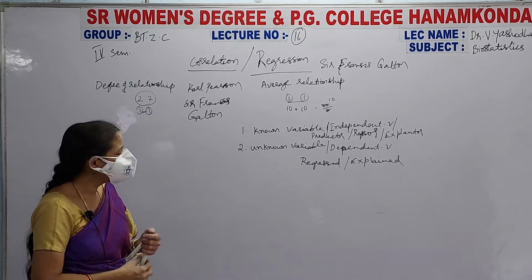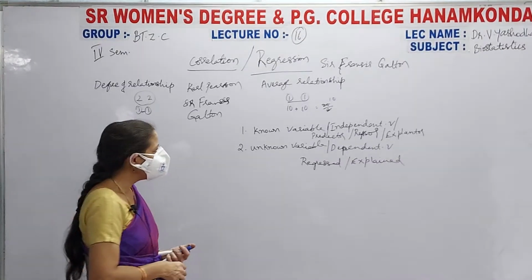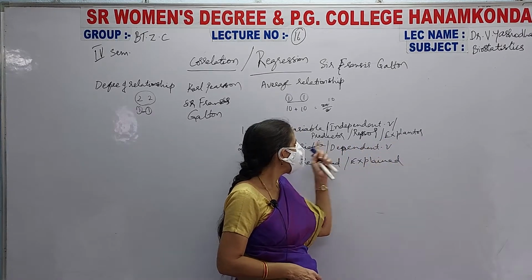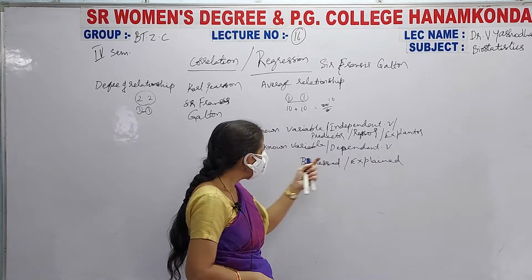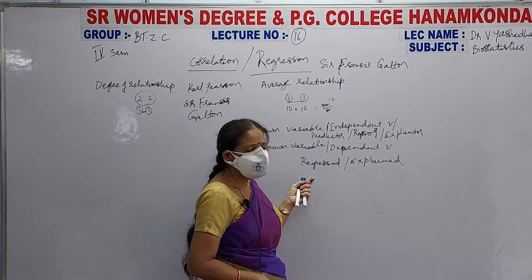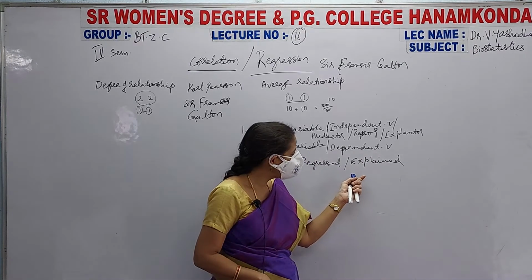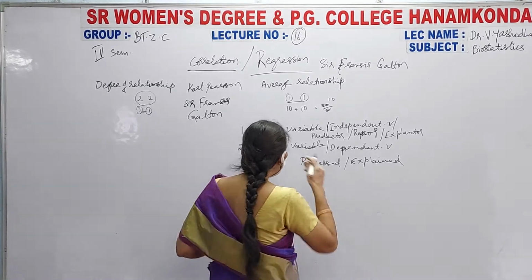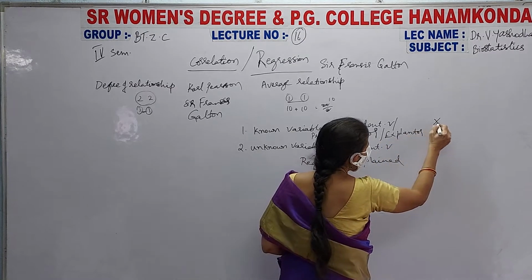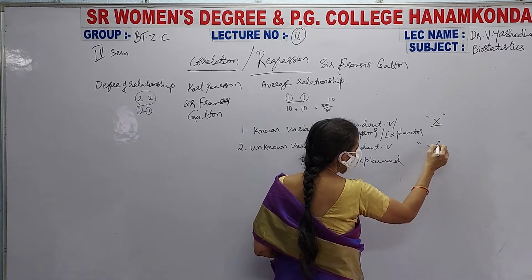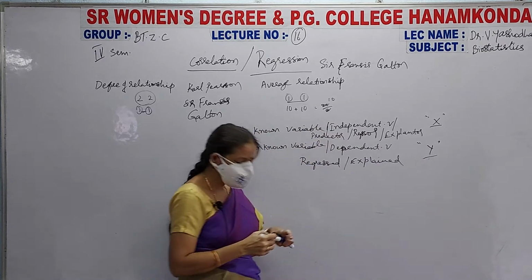The independent variable is also known as the known variable, or regressor, explanator, or predictor, and the dependent variable is also known as the unknown variable, or regressed variable, or explained variable. Now this known variable is denoted by the alphabet X, and the unknown variable is denoted by the alphabet Y.